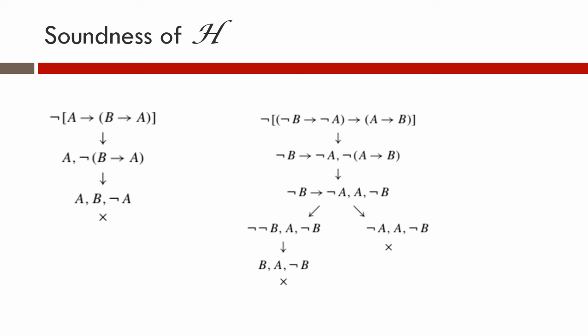In the same way we will try to prove axiom 3 also. Negation of (negation B implies negation A) implies (A implies B). This is an alpha formula, so it has got one child. We label the child with negation of (negation B implies negation A) comma negation of (A implies B). Again, negation of (A implies B) is an alpha formula. We label the child with A comma negation B.